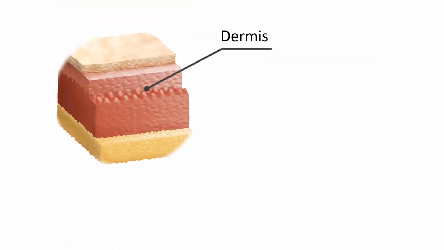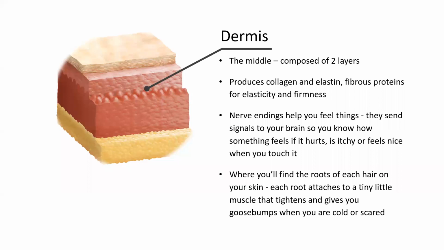So now with your dermis, the dermis is the middle layer, right? So now we're into the cake. It's comprised of 2 layers. It also produces collagen and elastin. Those are fibrous proteins that are really important for elasticity and firmness. We're going to talk a lot more about those in just a couple of moments. Your dermis also has nerve endings. This is where all of the nerve endings live. And this is what helps you to feel things.